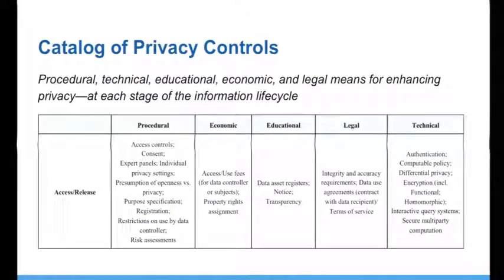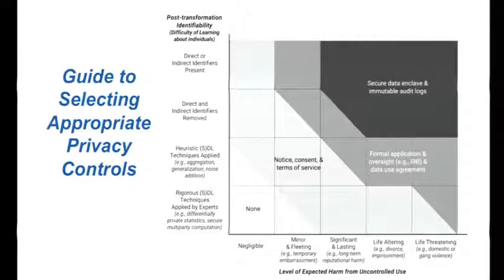Through this research, we've developed an extensive catalog of the privacy controls that are available, including procedural, technical, educational, economic, and legal controls that are available at each stage of the information lifecycle. We've also illustrated how this framework can be used to guide the selection of appropriate privacy controls.